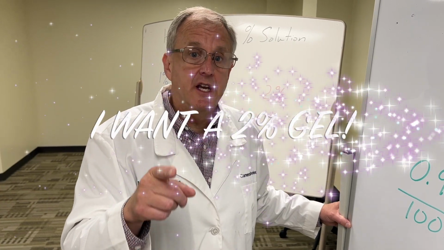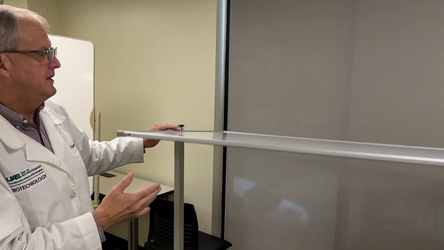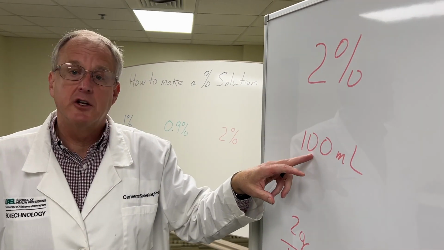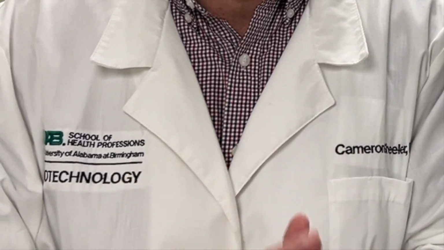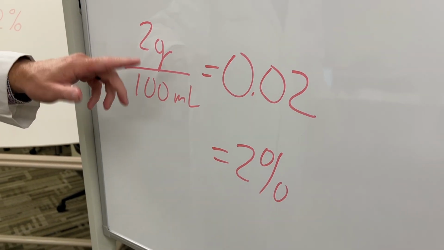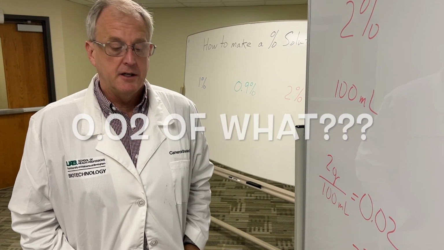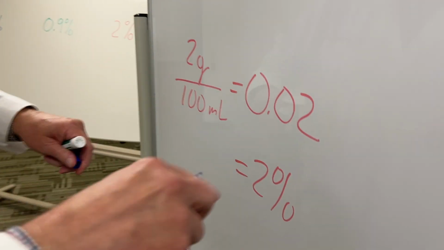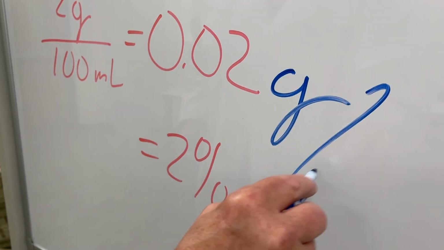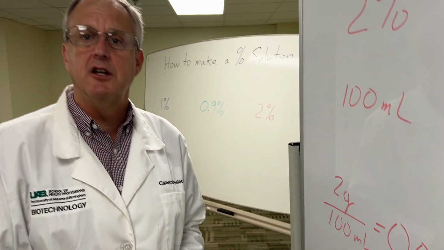All right, now you're in the lab and your professor says, I want a 2% solution, or I want a 2% gel. What do you do? Why don't we just flip the board and find out? I want a 2% solution and a total volume of 100 mils. Same setup. 2 grams over 100 mils equals 0.02. Oh, forgot to put the grams in there. Let's put it in blue. Grams per milliliter. That's the same thing as a 2% solution.